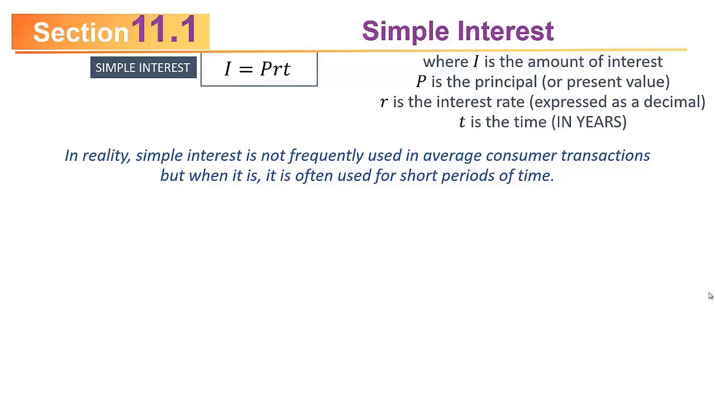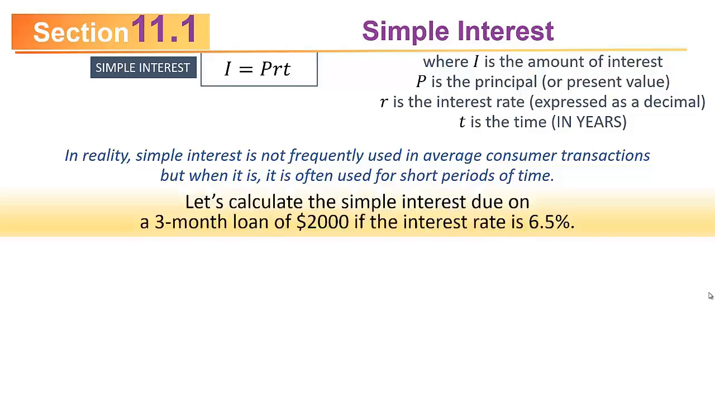In reality, simple interest is not frequently used in average consumer transactions, but when it is, it's often used for just short periods of time. For example, let's calculate the simple interest due on a 3-month loan of $2,000 if the interest rate is 6.5%.